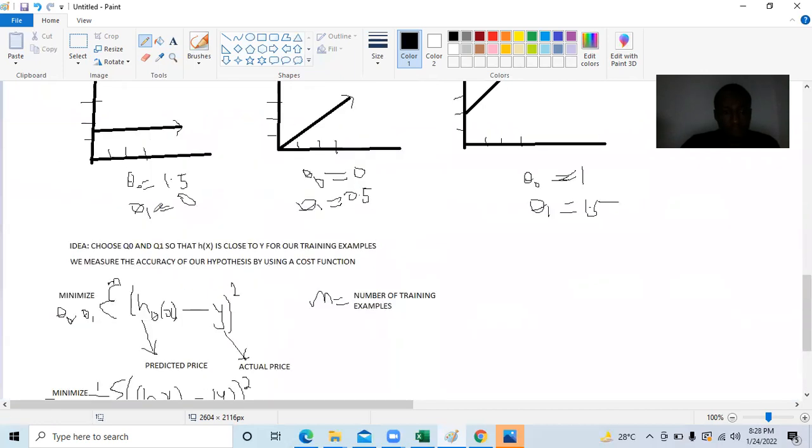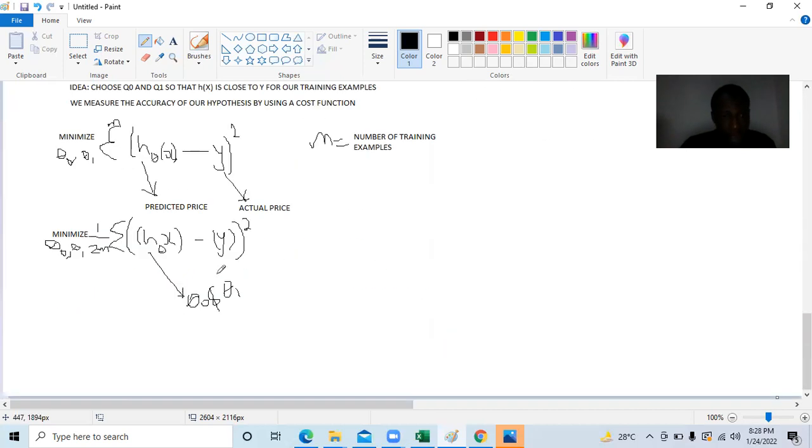I wrote something else, I'll find it. So we are choosing theta 0 and theta 1 such that h of x, which is our predicted variable, is very close to y for our training examples. I want to believe that is done. So this would equal J of theta 0, comma, theta 1. So this is our cost function.